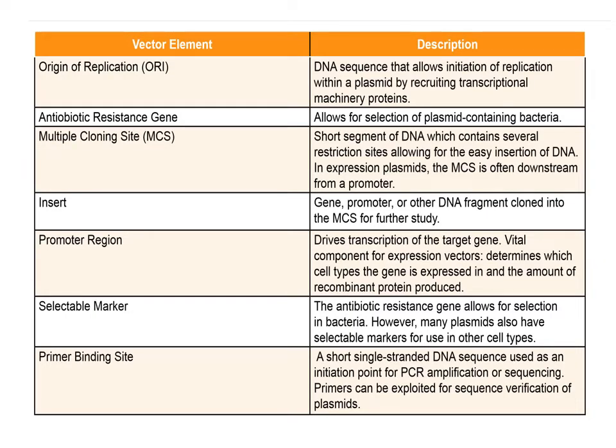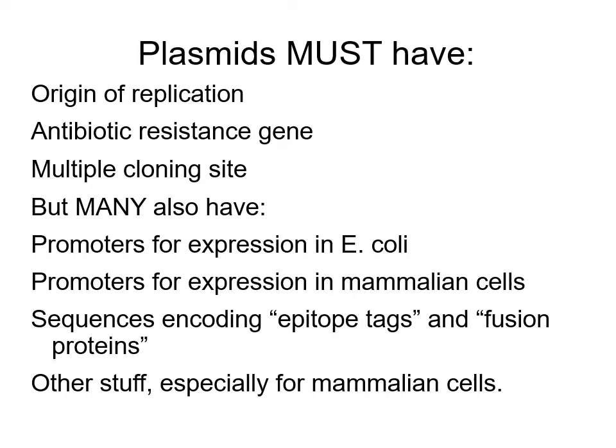All right, so here's a list of the various elements. An origin, of course, allows the initiation of replication. Antibiotic resistance, multiple cloning site. So those are the essentials, but many will also have promoters for expression in E. coli, promoters for expression in mammalian cells, things like epitope tags, etc., other stuff that we will talk about next time and after that. So we're going to stick with the essentials right now.